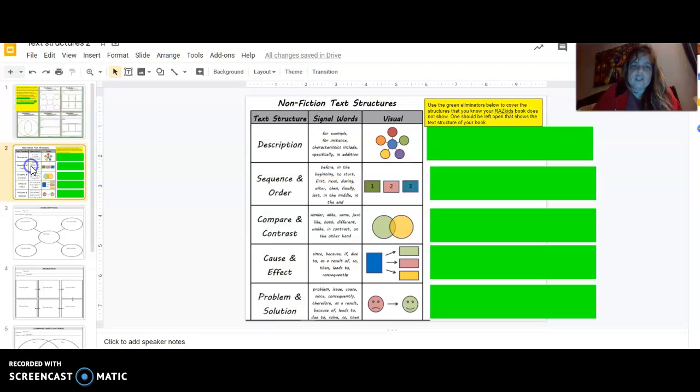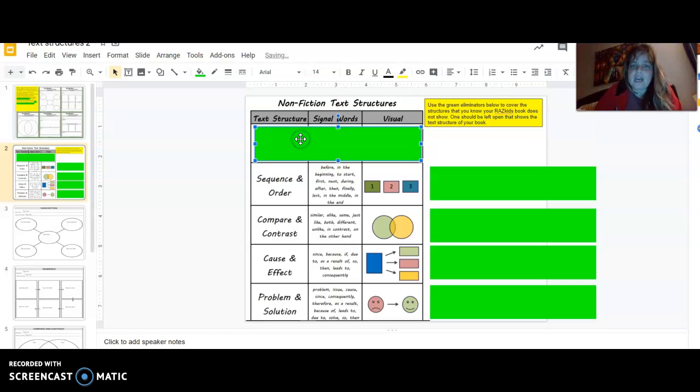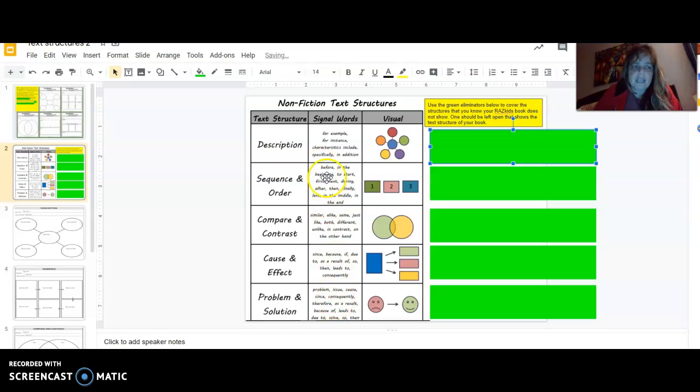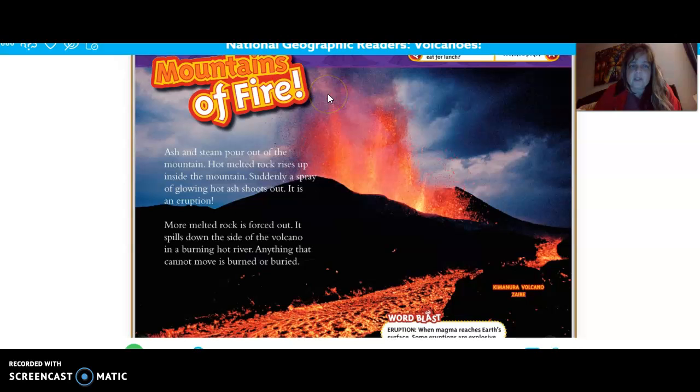So this is the additional slide that you did not get last week. And it says, use the green eliminators below to cover the structures that you know your RazKid book does not show. One should be left open that shows the text structure of your book. So you're basically moving these over, and you're going to use them as eliminators. So as you're reading your book, you're going to be thinking, well, I know it's not that one, and I know it's not that one. And by the time you're done, you should have one main text structure left open that you're going to use. So I'm going to go ahead and read this book called Volcanoes.